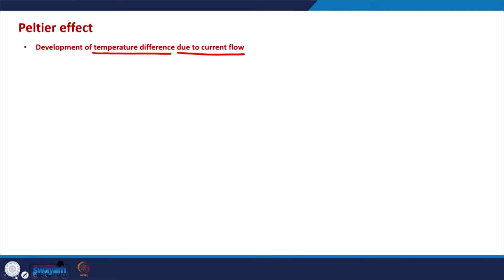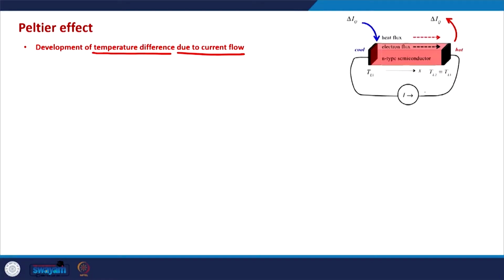This is when we force a current. So for example, if we have a semiconductor and TL1 is equal to TL2, which means both of the ends are at the same temperature, and in this semiconductor, if we force a current from contact 2 to contact 1 this way, which means that electrons will flow from 1 to 2, the electron flux will be in this direction. In that case, a temperature difference will appear in this semiconductor, and this is known as the Peltier effect, development of temperature difference due to current flow.